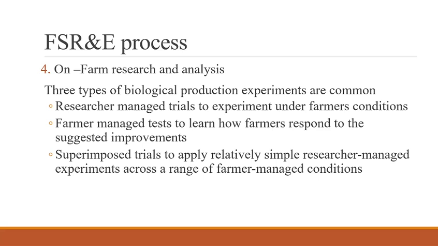Three types of biological production experiments are common, which are researcher-managed trials to experiment under farmers' conditions. There are also farmer-managed tests to learn how farmers respond to the suggested improvements, as well as imposed trials to apply relatively simple researcher-managed experiments across a range of farmer-managed conditions.